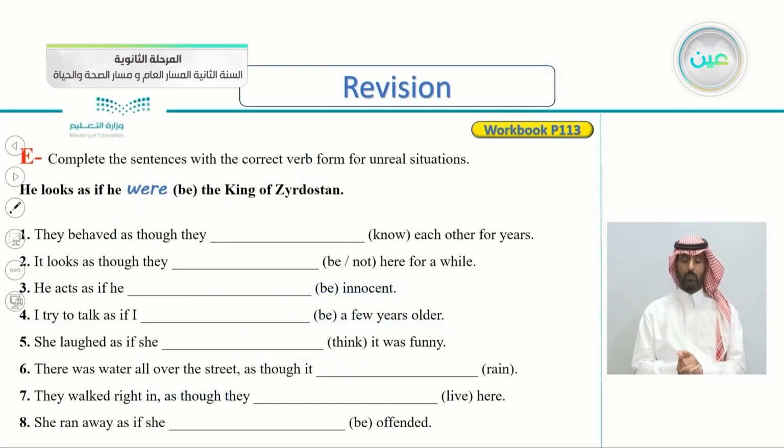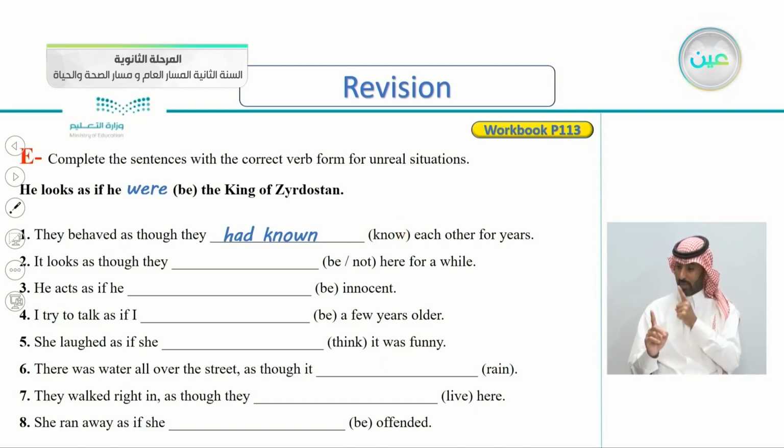Exercise E, complete the sentences with the correct verb from the unreal situations. He looks as if he were the king of Kyrgyzstan. The verb is be, that's why we chose were. Number 1, they behaved as though they know each other for years. Yes, very good. They had known, because of the verb know. They behaved as though they had known each other for years.